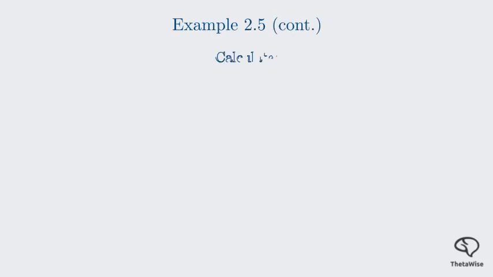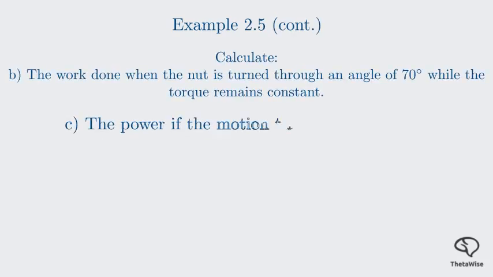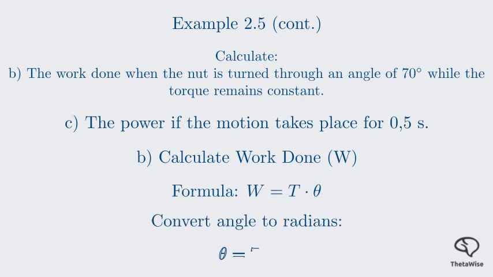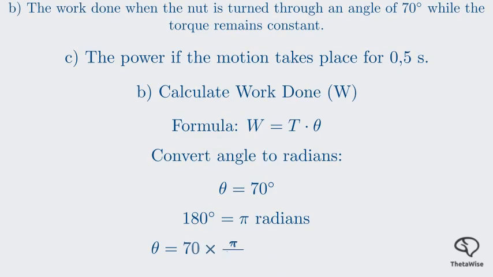Now let's continue with part B and C of example 2.5. The formula for work done by a constant torque through an angle is T times theta. Here T is the torque and theta is the angle in radians. First, we need to convert the angle of 70 degrees into radians. The conversion factor is pi radians equals 180 degrees. So, 70 degrees is equal to 70 times pi over 180, which is approximately 1.22 radians.